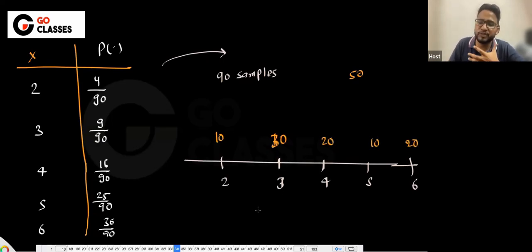Suppose this is 10 and this is 20. So if I draw samples from this probability distribution, suppose this is what I'm getting: 2 appears 10 times, 3 appears 30 times, 4 appears 20 times, 5 appears 10 times, and 6 appears 20 times. Let me know if this is okay. Is it possible to get this data from this probability distribution? Yes, it is very much possible.